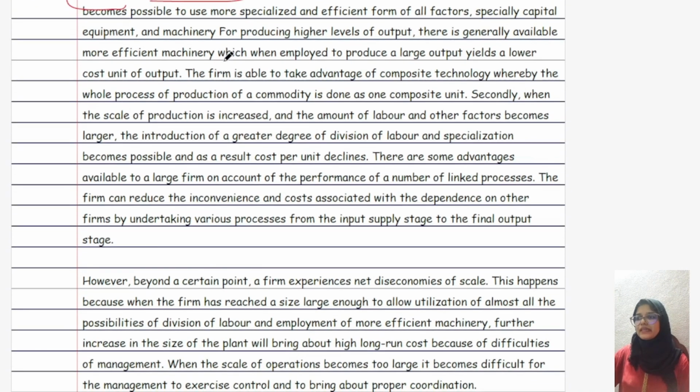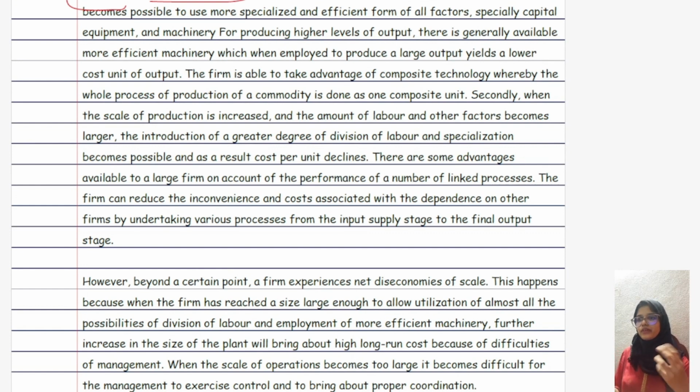It becomes possible to use more specialized and efficient forms of capital, especially special capital equipment and machinery. We are talking about technical things. What kind of technology should I be using in my business? What kind of equipment should I install? What kind of machinery should I install? Is this machinery good? How long will this machinery run in the business? All those technical things.